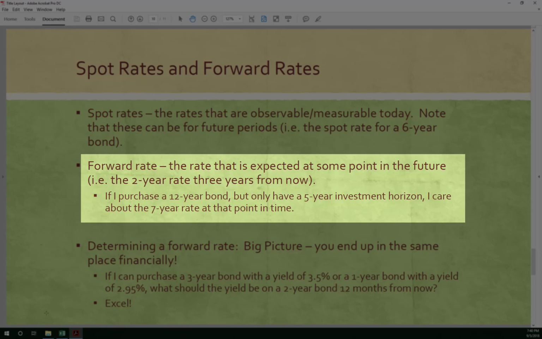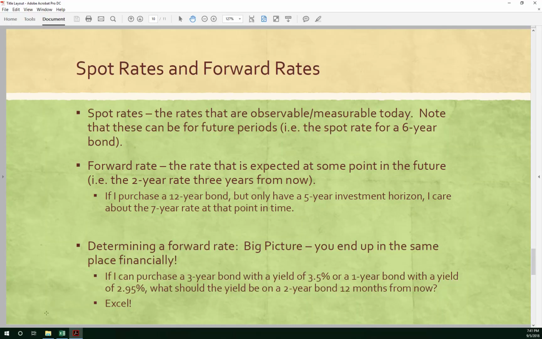So let's just look at an example real quick of how that would matter, where that would come into play. If I buy a 12-year bond, but I only have a 5-year investment horizon, whenever it comes time for me to sell that bond, I'm going to care about the 7-year rate, because then my bond will at that point be a 7-year bond. So what I care about is the 7-year rate at that point in time. And so the forward rate, I could look today and say, in 5 years, what will the 7-year rate be? That would be the forward rate that I'm concerned about.